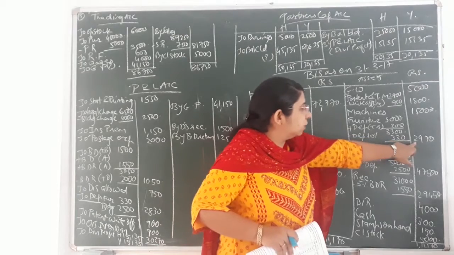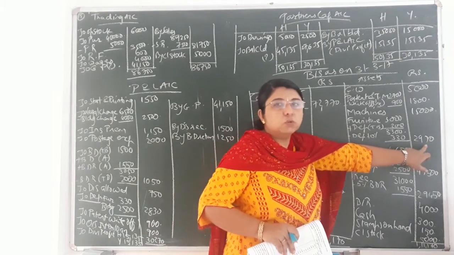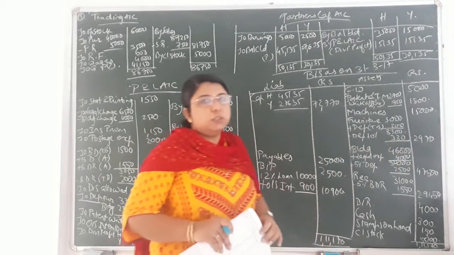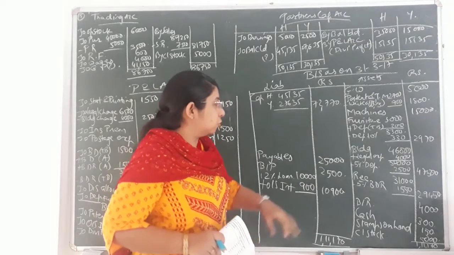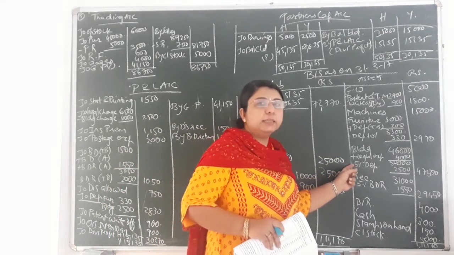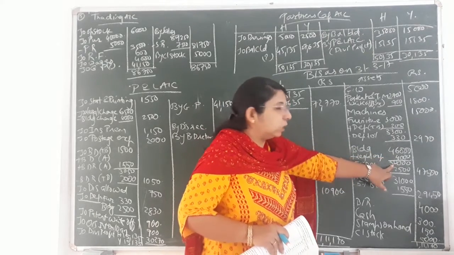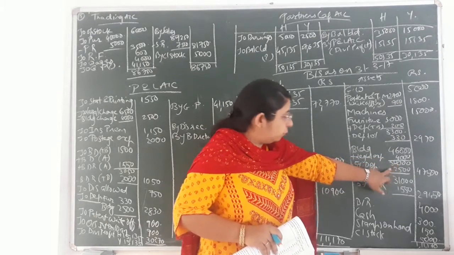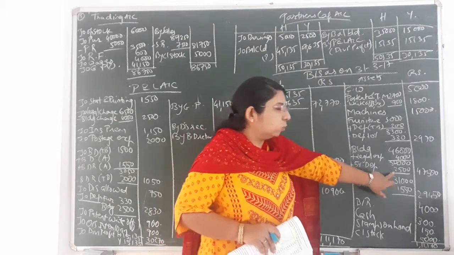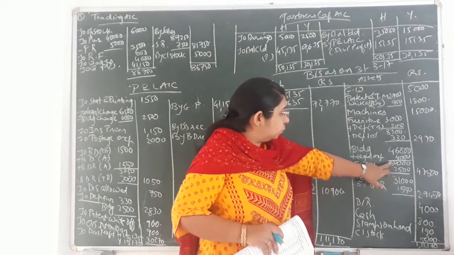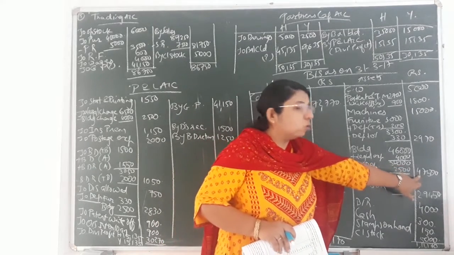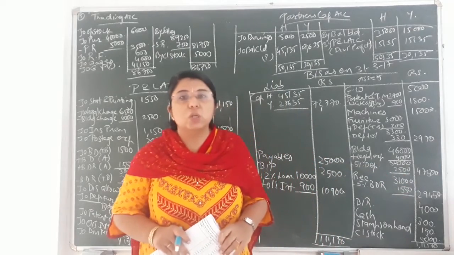Subtracting these two values, in the outer column it would come to 2,970. In the same way, we have to count the depreciation on building. Depreciation on building is given to you as 5%. So 46,000 plus 4,000, that total came to 50,000. Of 50,000, 5% would come to 2,500. So 50,000 minus 2,500, in the outer column it would come to 47,500.